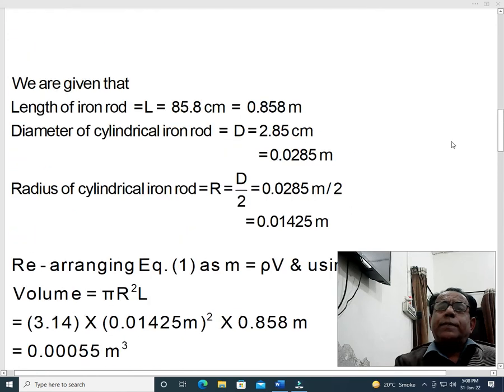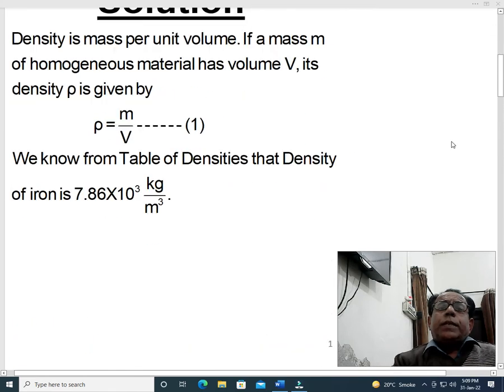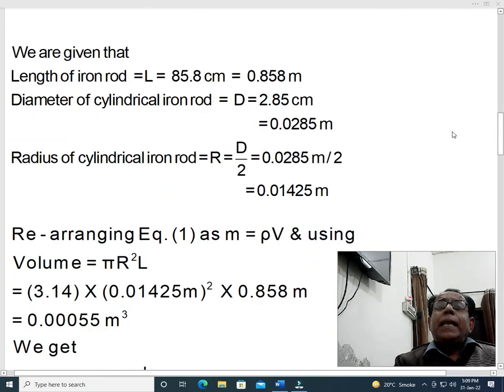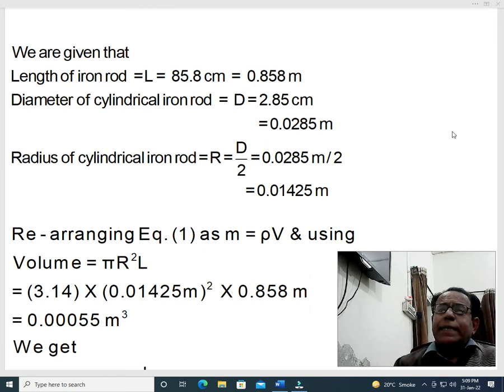Now we come back towards our solution. We know from the table of densities that the density of iron is 7860 kilogram per meter cube. We are given that the length of the iron rod L equals 85.8 centimeter, which alternatively becomes equal to 0.858 meter. As I have already described, we are following the MKS system in which we take length in meters instead of centimeter.